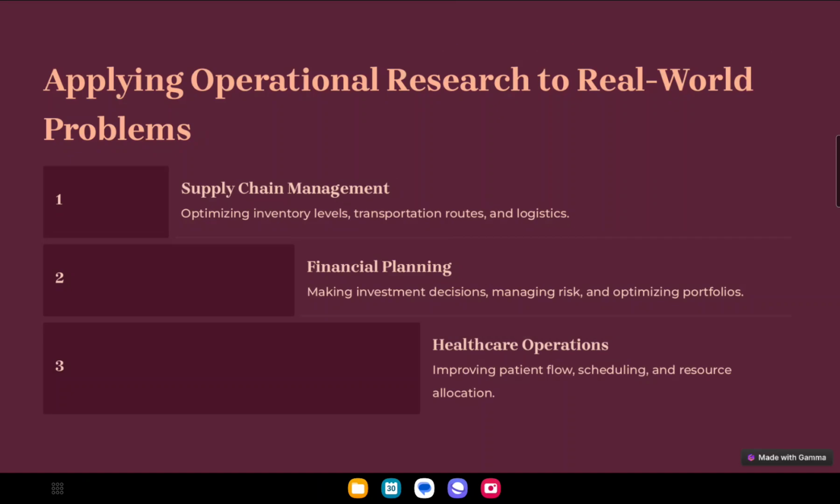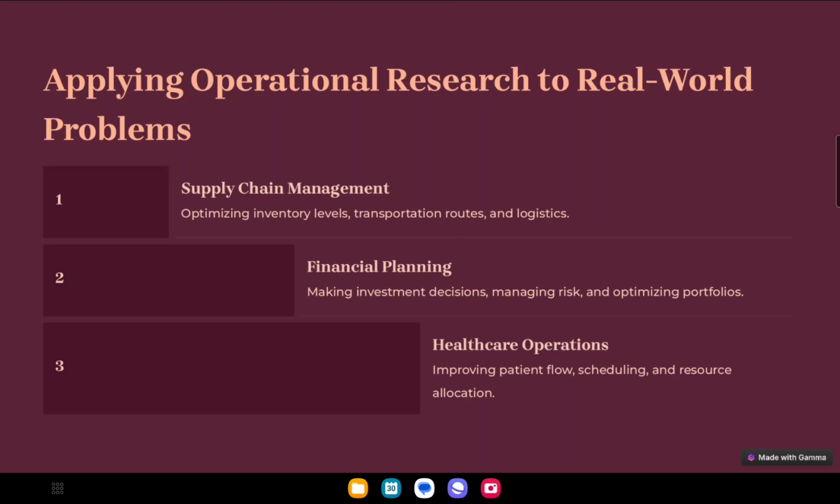So how can we apply operational research to real world problems? Operational research is incredibly versatile and its application across various domains can be seen in this slide. In supply chain management, operational research optimizes inventory levels, transportation routes, and overall logistics. For instance, it can minimize delivery times while reducing cost.